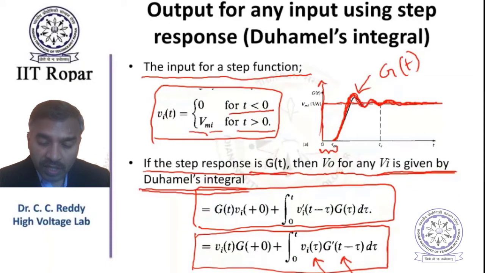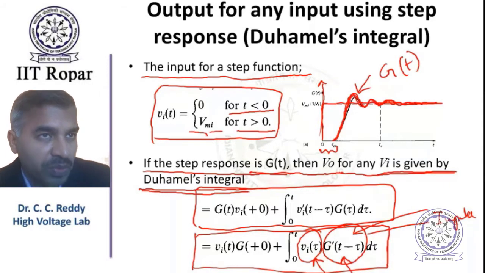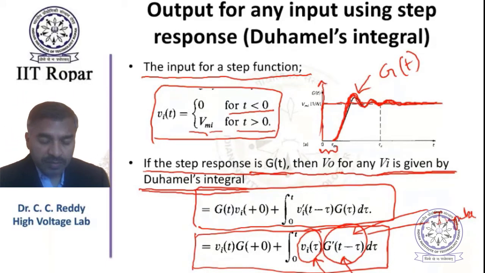So indirectly, what this integral is yielding is that the input is convolved with an impulse response. When input is convolved with an impulse response, what do you expect? First, the impulse response at t equal to tau. At output t equal to tau, we get an impulse response again.